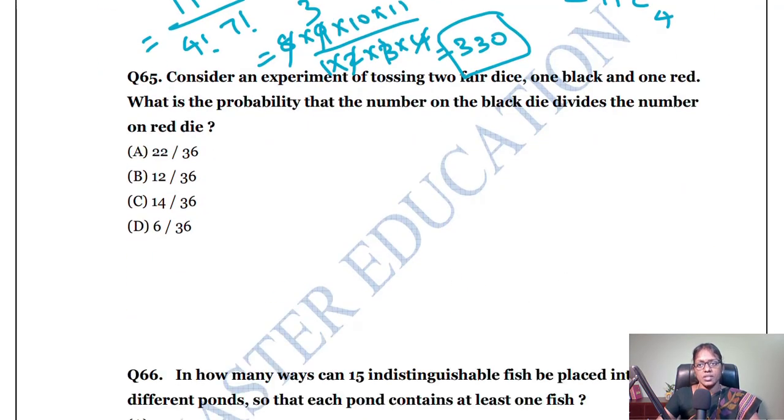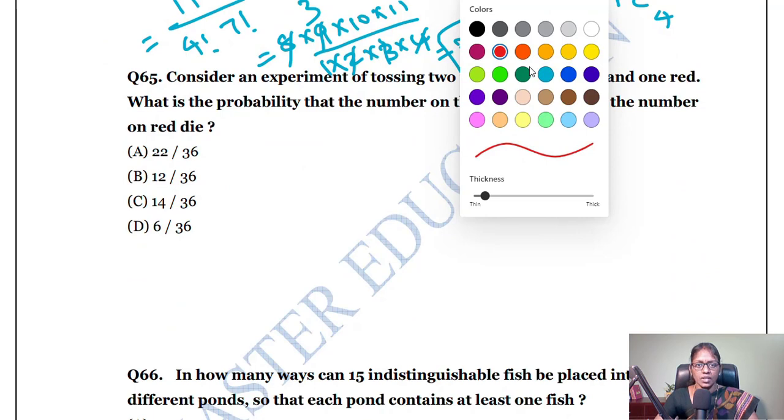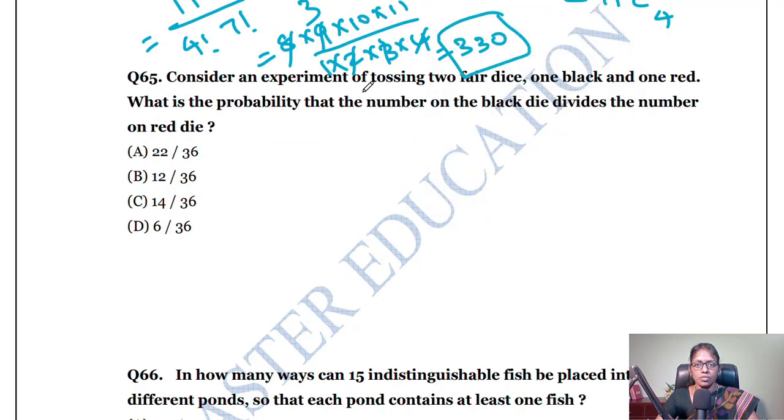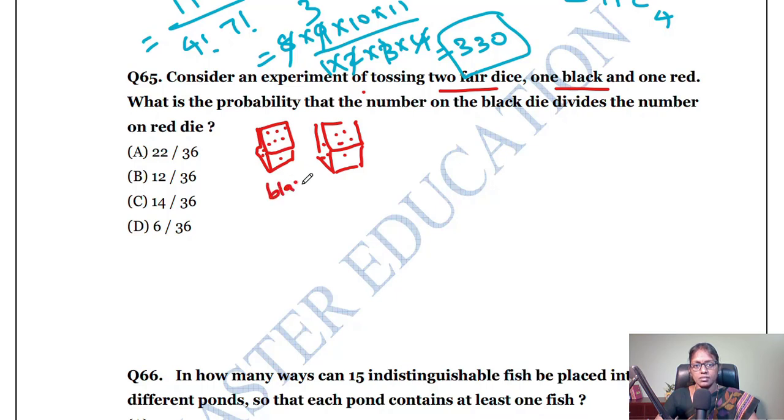The next question is, consider an experiment of tossing 2 fair dice. Okay, I am tossing 2 dice. Consider this is 1 die, having 1, 2, 3 here. Then another die. So we have 2 fair dice. One is black in color, and this is red in color.